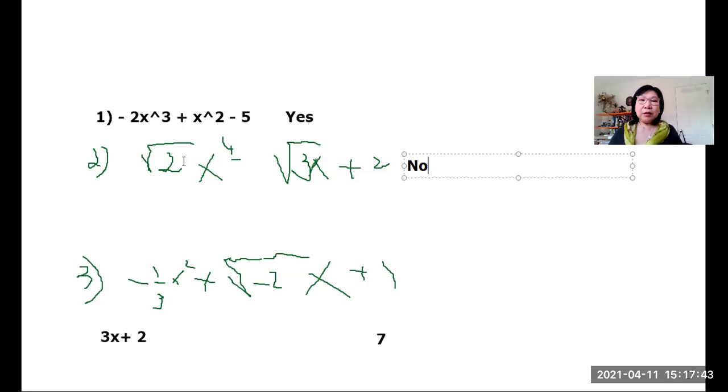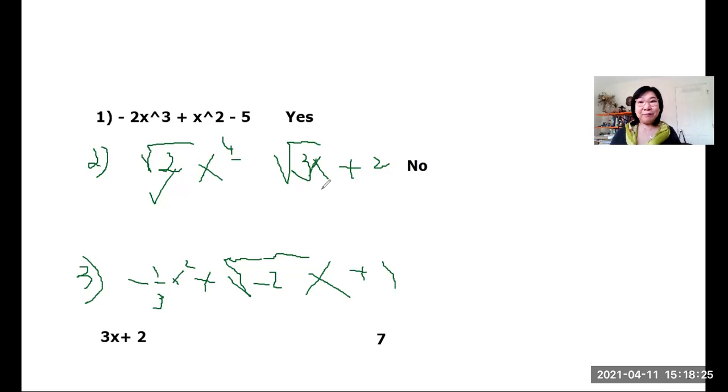if the number in front of the x to the power 4 is here, outside the square root, it has no problem. So I would check the first one, okay? That passes, that's a polynomial function. However, if you look at the middle term here, we have the square root of 3x. Once you have a variable inside the square root like this, this looks like a radical function rather than a polynomial function.